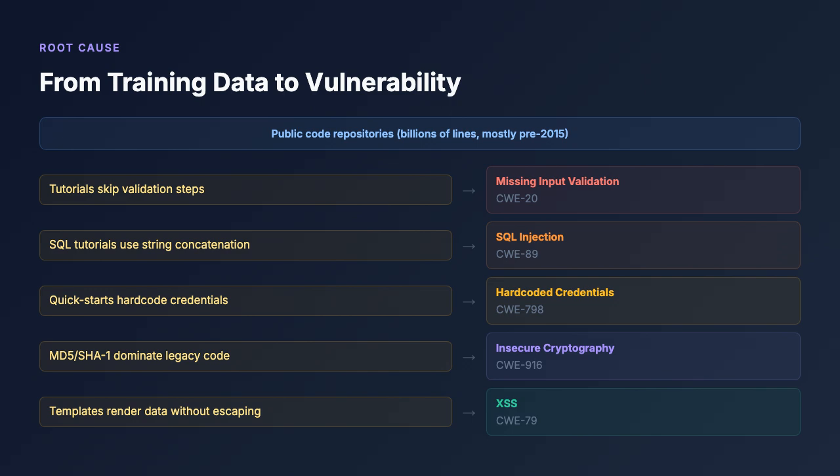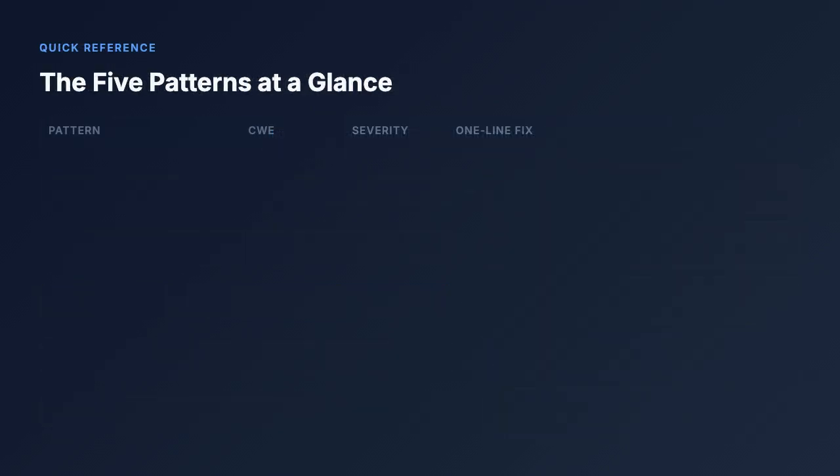The AI is not trying to write insecure code. It is simply generating the patterns it has seen most often. Here's a quick reference of all 5 patterns. Pattern 1, missing input validation, CWE-20, severity high. Fix: validate type, range, format, and length before use.